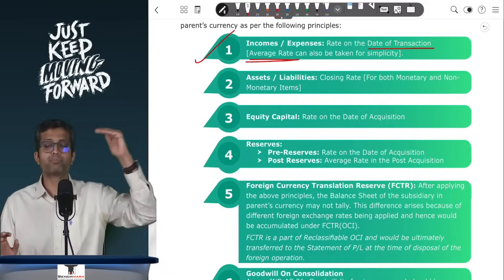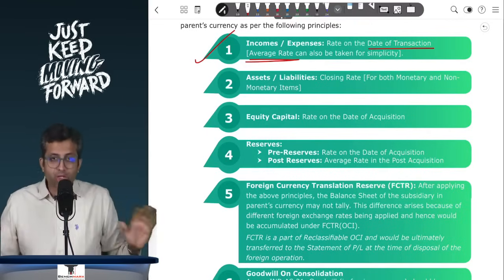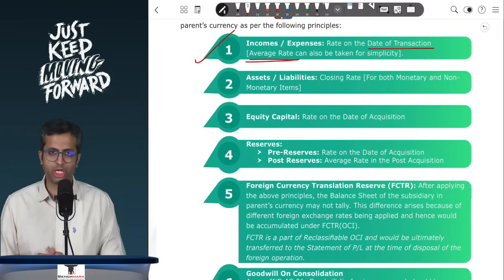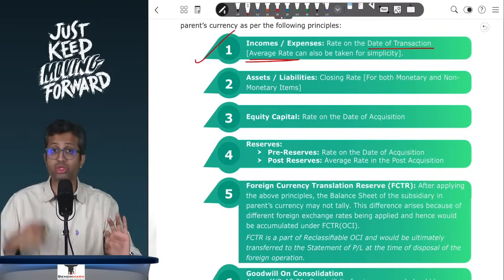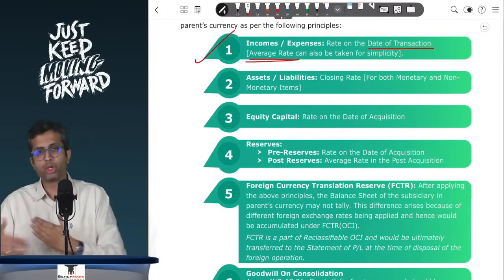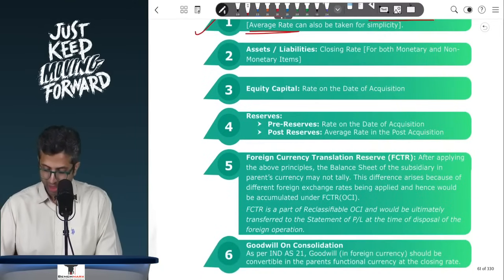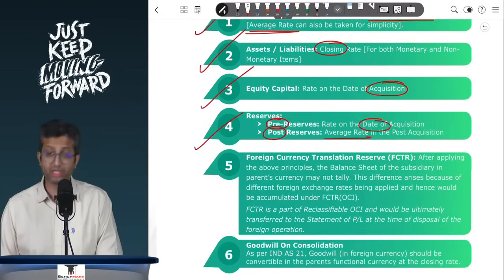Long story short, monetary assets, non-monetary assets, monetary liabilities, non-monetary liabilities, all of them will be converted at the closing rate. However, share capital will be converted at the rate on the date of transaction, acquisition; pre-acquisition reserves also at the rate as on the date of acquisition, and post-acquisition reserves at the average rate, because after acquisition, incomes and expenses will be converted at the average rate. So over here, assets and liabilities, both monetary and non-monetary, at the closing rate; equity capital at the rate on date of acquisition; pre-acquisition reserves at the rate on date of acquisition; post-acquisition reserves at the average rate.